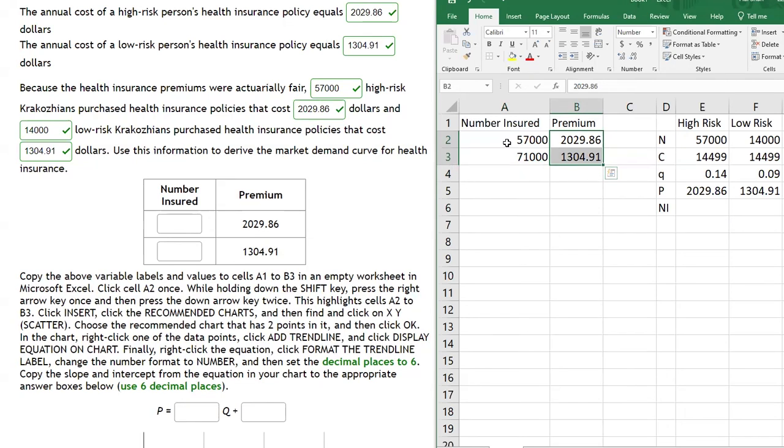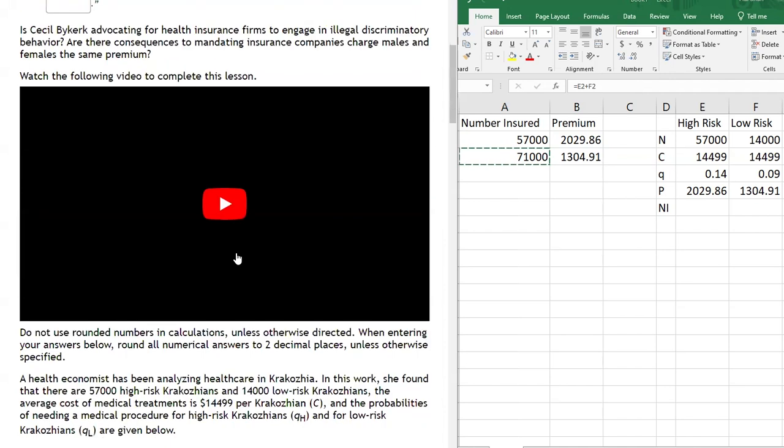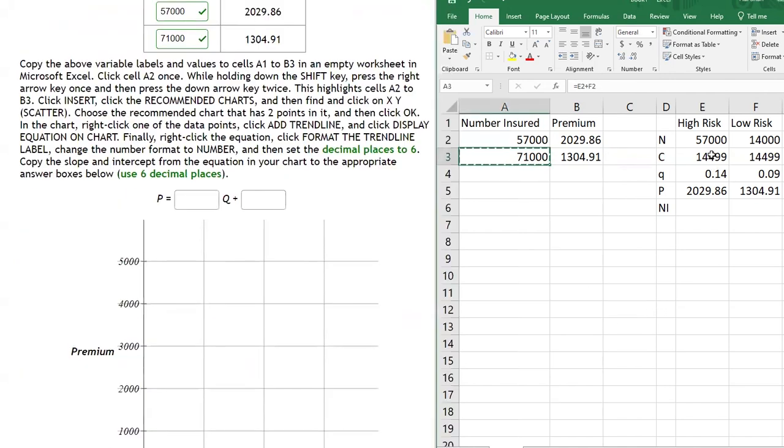Now we can double check our work, make sure it's right. I can copy this into here. I can copy this into here. Then I can press enter to make sure that I'm doing it right. We use this information where we have these two groups of people paying these two premiums. We observe that in nature, we observe that in the real world. We translated that to our demand schedule. We're going to use this demand schedule to estimate the equation for demand.